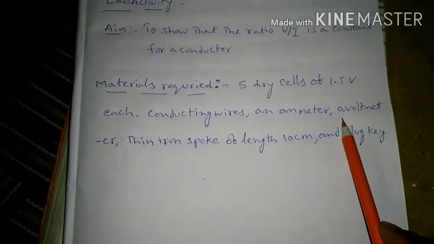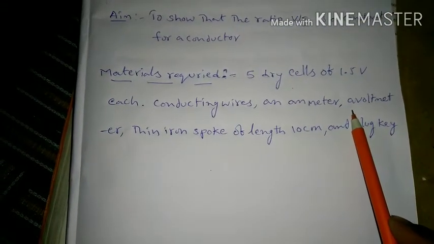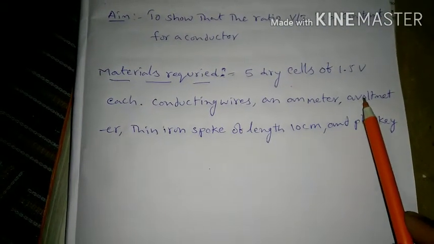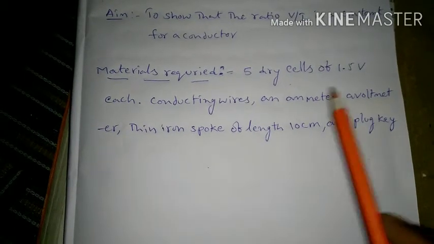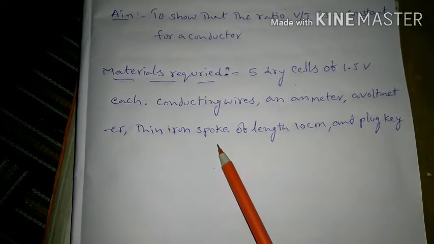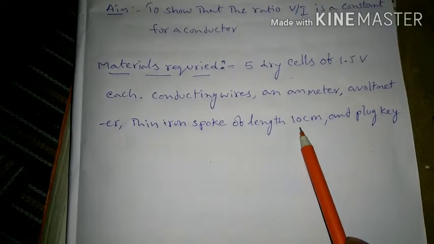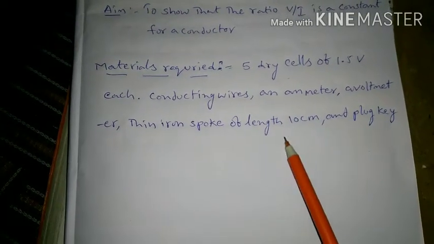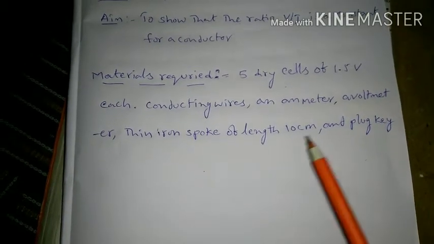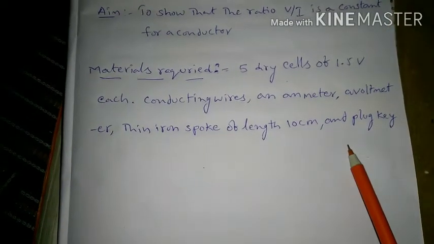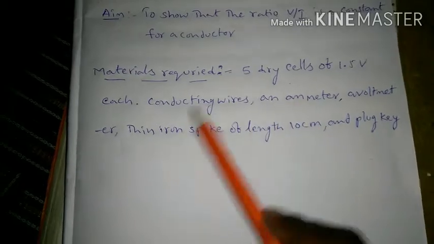Next one, voltmeter. Potential difference can be measured by a voltmeter. Next one, thin iron spoke of length 10 centimeters. Next, plug key. These are the materials.